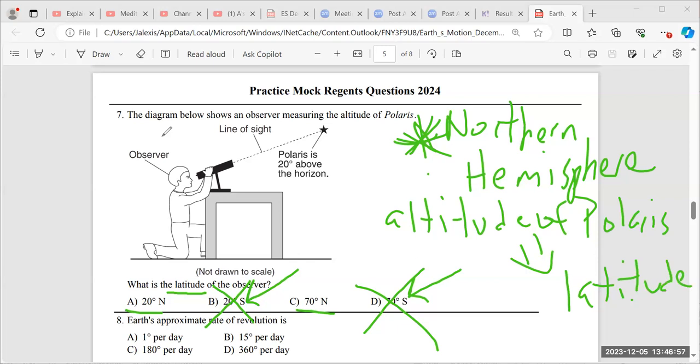So that means that if Polaris is 20 degrees, my latitude is going to be 20 degrees north. The altitude of Polaris has the same number for a location's latitude, and that's why the correct answer is choice A. Hopefully we're able to see the pattern between altitude of Polaris and latitude.